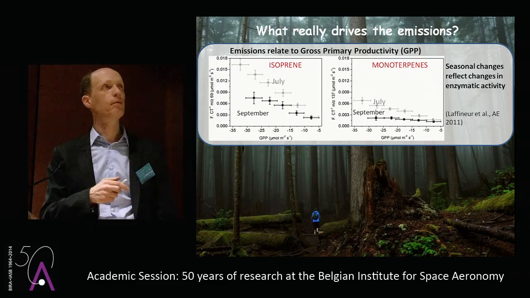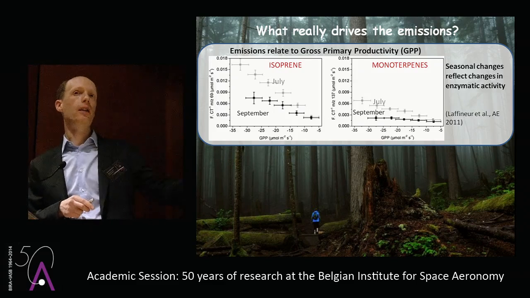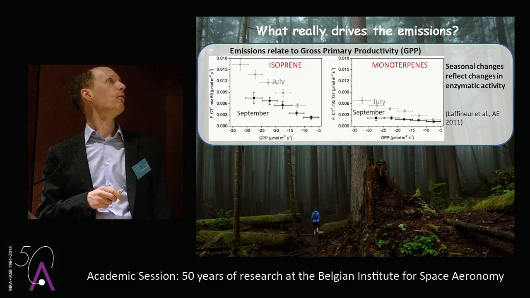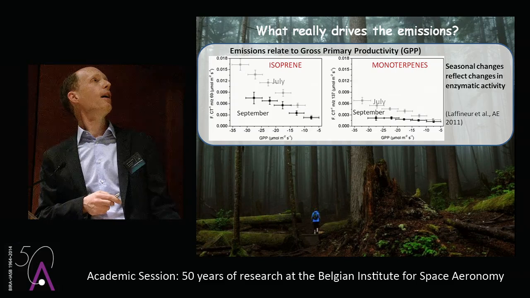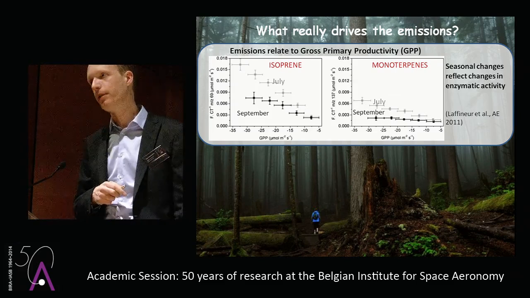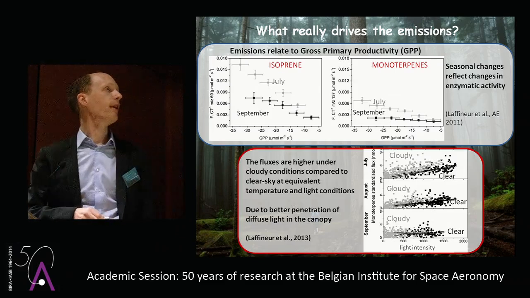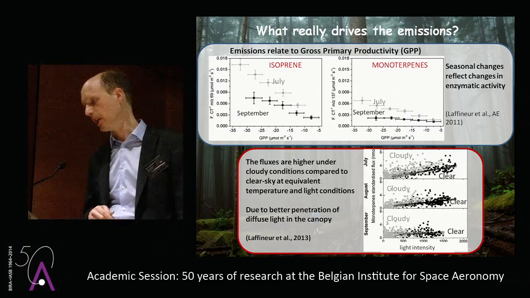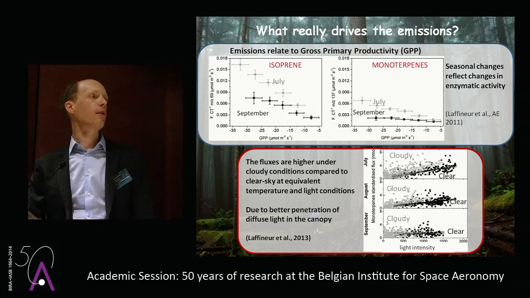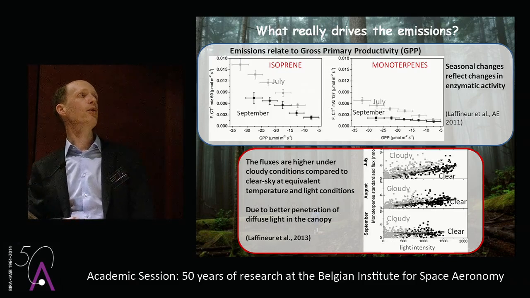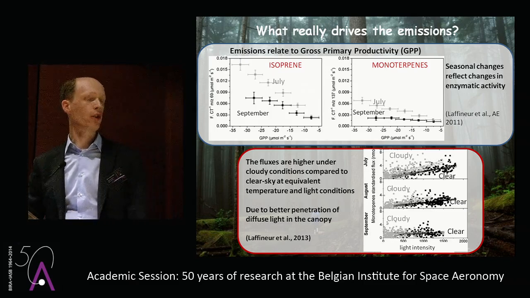So again, like in the previous cases in the Rouse room and in the forest near Ghent, we have a decrease in the capacity, in the enzymatic activity responsible for the production of those compounds. Also, the effect of cloudiness was investigated. It was found that when you have clouds, for a given light intensity, the emissions seem to be higher than in clear sky conditions.